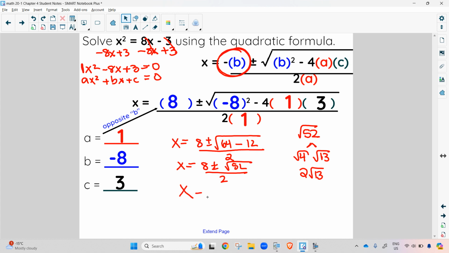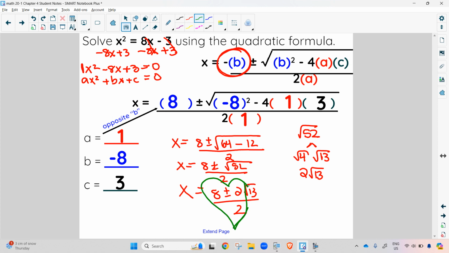So altogether, I have x is equal to 8 plus or minus 2 root 13, all divided by 2. To look at this, remember that we love our numbers, but we always want them to be in lowest terms. So looking at that, I can see 2 as a common factor to everything. So my final answer will be x is equal to 8 divided by 2 plus minus 2 root 13 divided by 2. And 2 divided by 2 is 1. So this would be my final answer. x is equal to 4 plus or minus the root of 13.